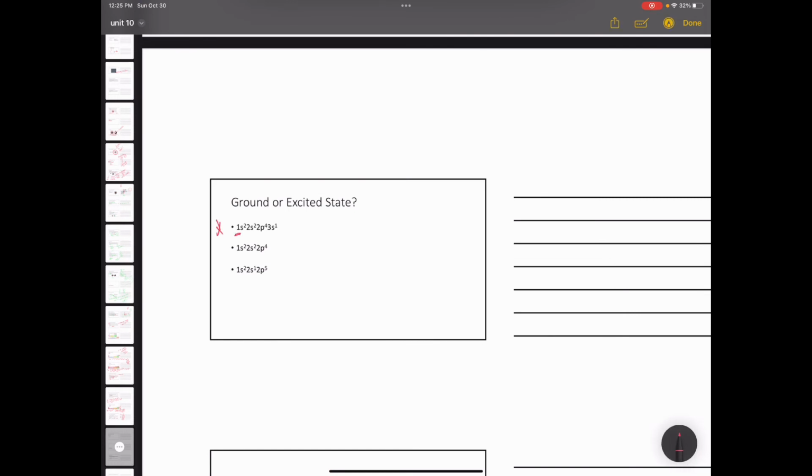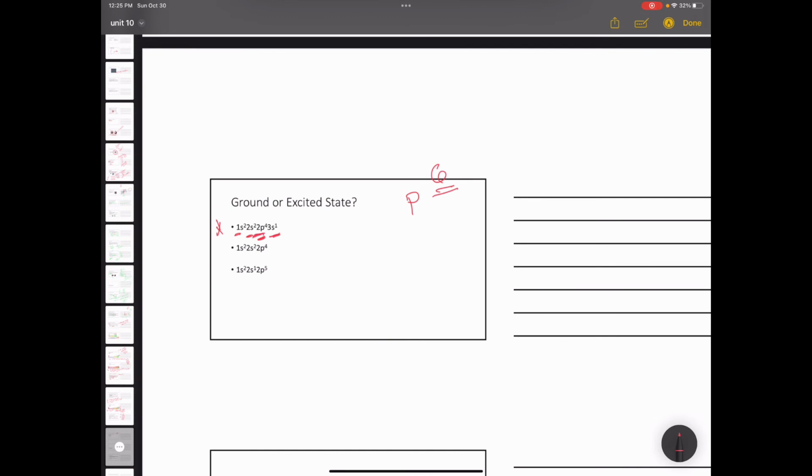Okay, so let's look at the first one here. We have 1s2, 2s2, 2p4, and 3s1. But we have talked about this so many times at this point that we know that when we're filling the electrons, electrons would like to go on the lower energy sublevel first, then go to the next sublevel in energy. And we know that the p orbitals always accept 6 electrons, correct?